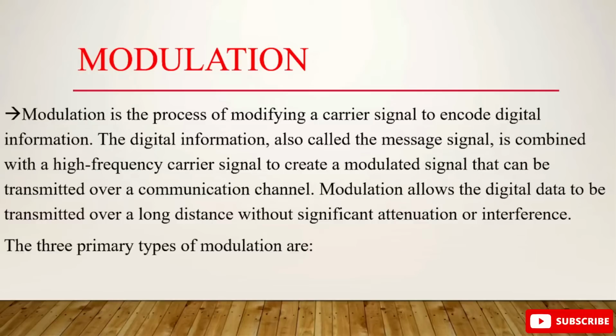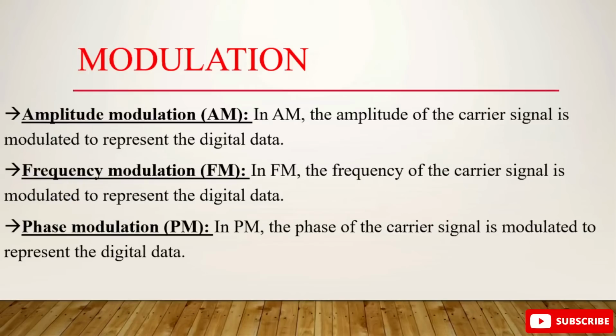The three primary types of modulation are amplitude modulation, frequency modulation, and phase modulation. First we will talk about amplitude modulation. In amplitude modulation, the amplitude of the carrier signal is modulated to represent the digital data, while in frequency modulation, the frequency of the carrier signal is modulated to represent the digital data. And in phase modulation, the phase of the carrier signal is modulated to represent the digital data.